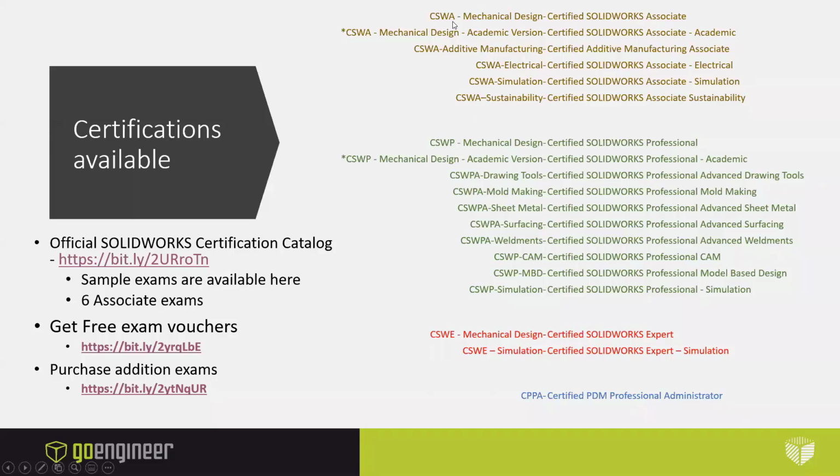The CSWA or associate exams are basically, I don't want to say introductory exams, but they're exams to basically make sure that you have knowledge on using a solid modeler. You have the basic skills to design parts, create drawings, and make assemblies of those parts. And then there's a couple topic-specific exams, such as the additive manufacturing, electrical simulation, and sustainability.